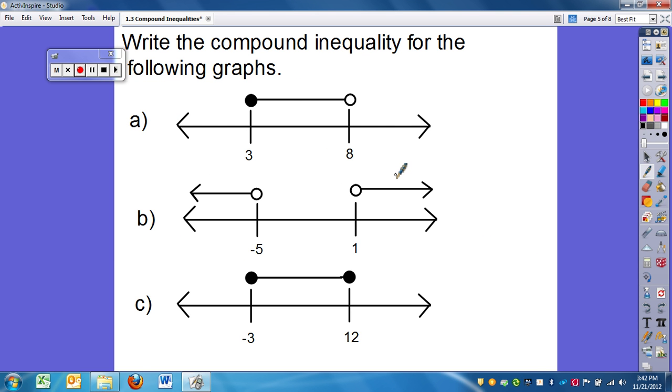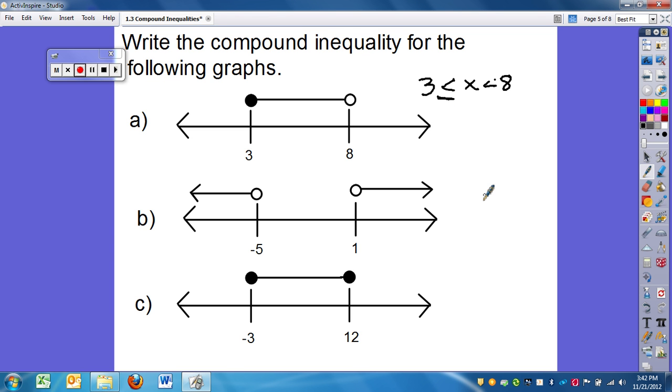So here are some graphs of compound inequalities. A, again, notice it's "and" because we're ranging. If I actually wrote the compound inequality for this, it'd be 3 and 8. X would be in the middle, or whatever variable you pick. We're going to be greater than 3, but less than or equal to 8. And then since 3 has the closed circle, we are equal to 3.